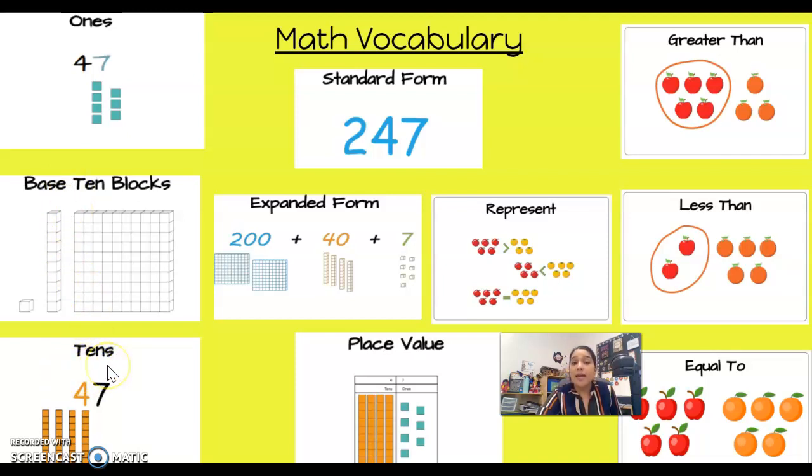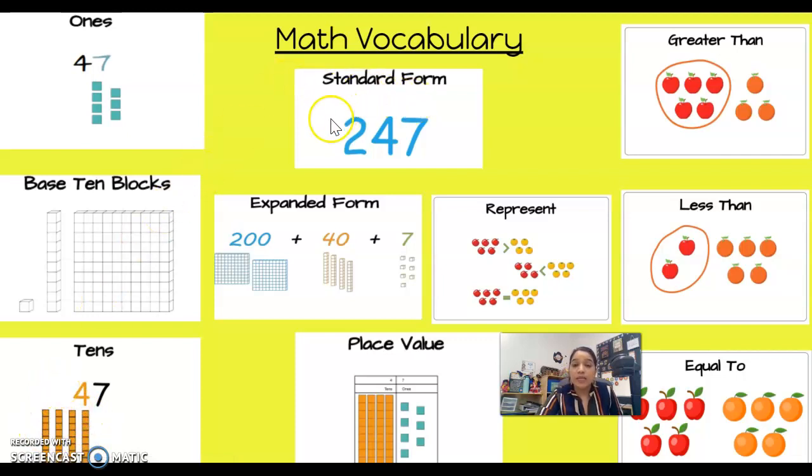Next we have our tens. Our tens are 10 long blocks. These long blocks right here are our tens. And in the number 47, we have 4 tens. So you can see 4 tens.